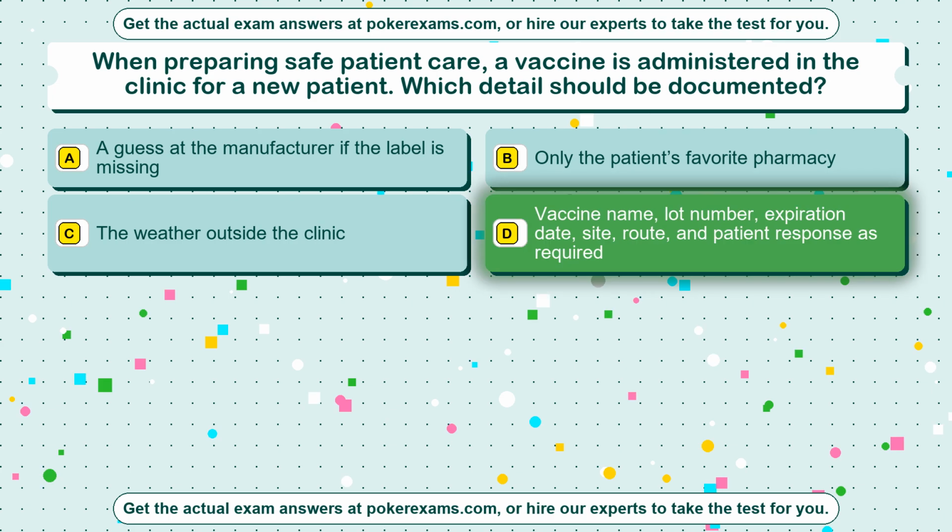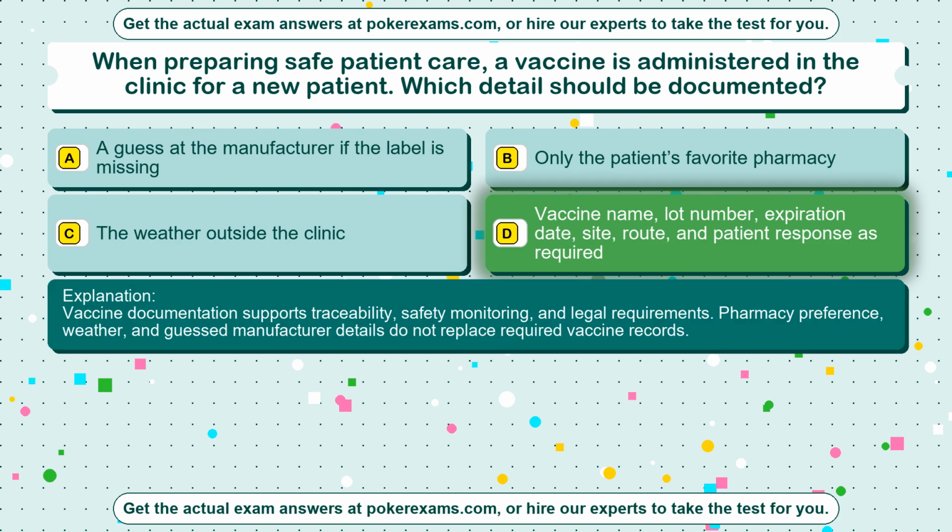The correct answer is option D. Vaccine name, lot number, expiration date, site, route, and patient response is required. Vaccine documentation supports traceability, safety monitoring, and legal requirements. Pharmacy preference, weather, and guessed manufacturer details do not replace required vaccine records.